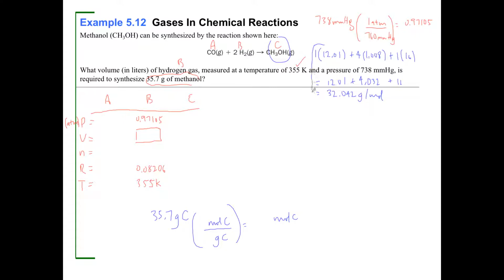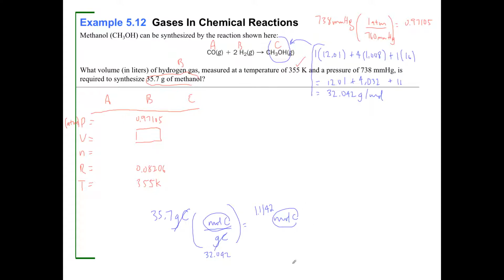This was methanol. Agreed? So it's 32.042 grams of methanol per mole, okay? These grams cross off, and I'm left with that, which is exactly what I wanted. So it's 35.7 divided by 32.042 equals 1.11416 moles of methanol.